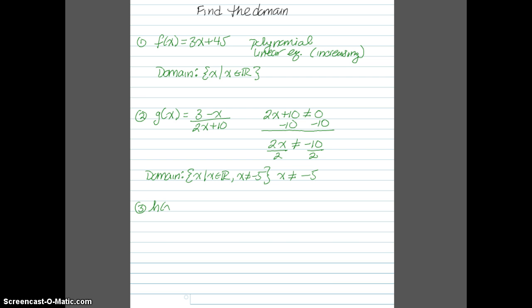Now number 3, we have an equation that contains a radical, a square root, so that has an even index. Here we do not want the radicand to be negative. So we'll set the radicand greater than or equal to 0 and then solve.